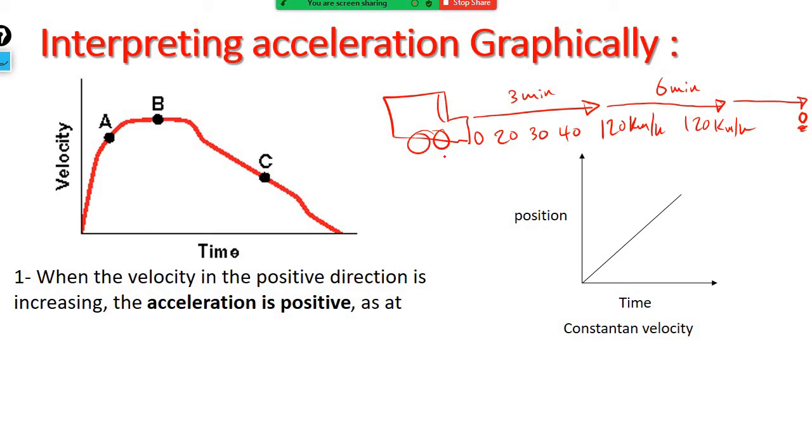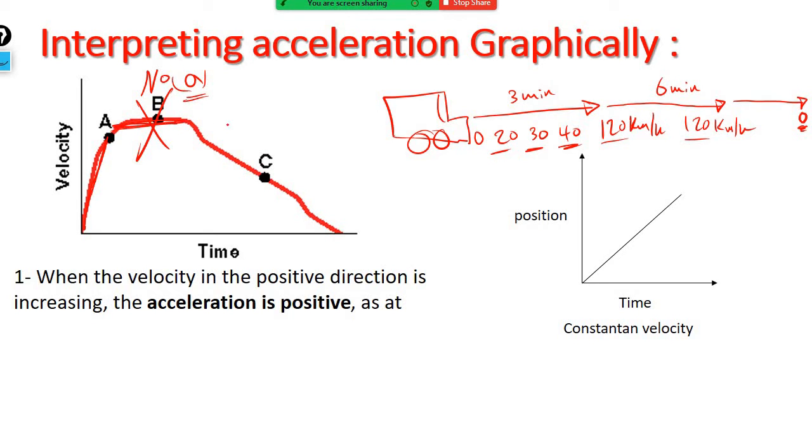Now this car started from 0, and the speed increases at a constant rate. Now we have a change in speed in this case. But here in the middle, the car has no change in speed. The speed is still 120 kilometer per hour. What does it mean? It means no acceleration.